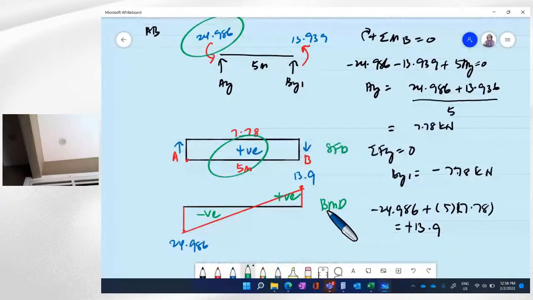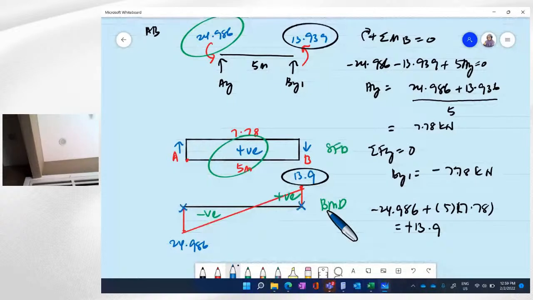And it must be positive here because this is negative. Because the idea is for the diagram, whether it is shear force diagram or bending moment diagram, we draw the diagram starting from 0 and end the diagram at 0. So where is the first point? This is the first point. Where is the last point? This is the last point.